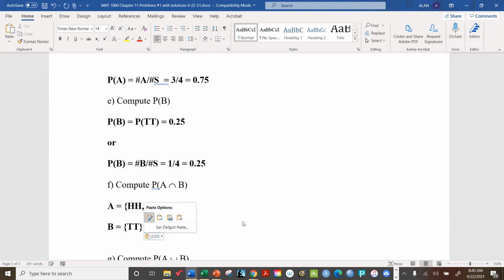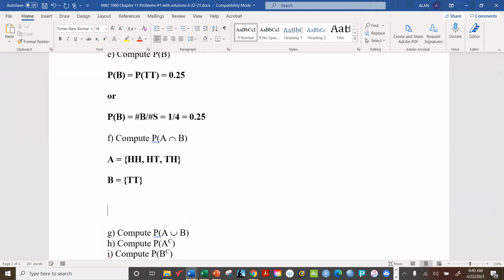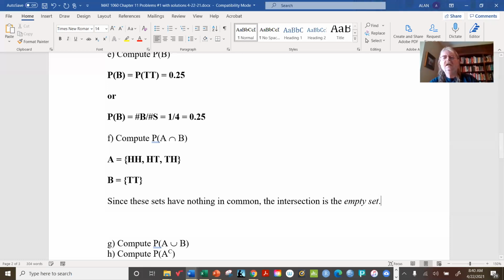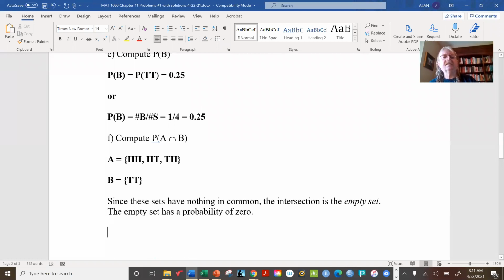So what you'll notice here is that they have nothing in common. So therefore, since these elements have nothing in common, these sets have nothing in common, the intersection is the empty set, as we call it. The empty set has a probability of 0. Right? So in other words, you could write it out like this.